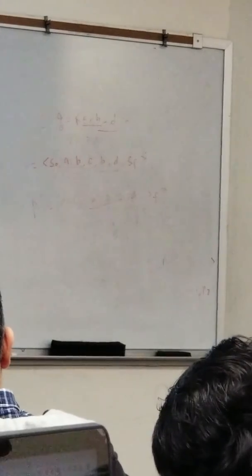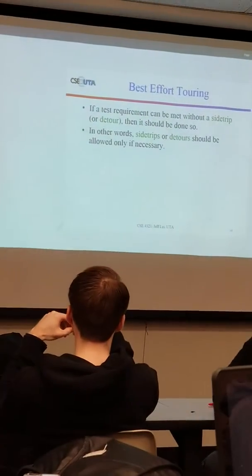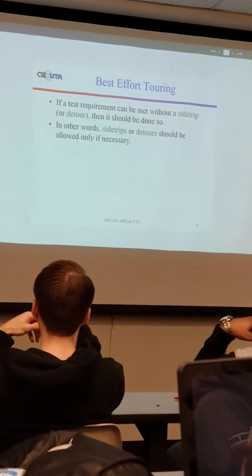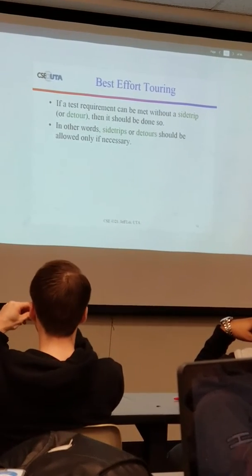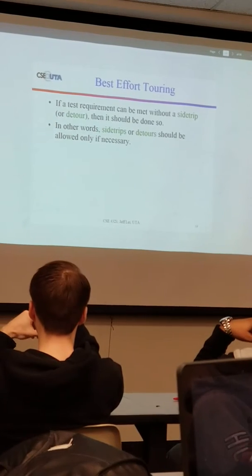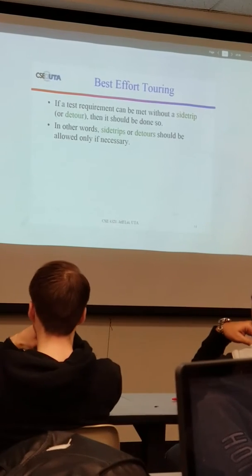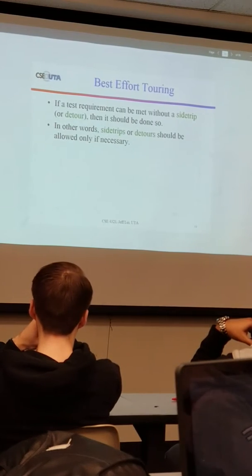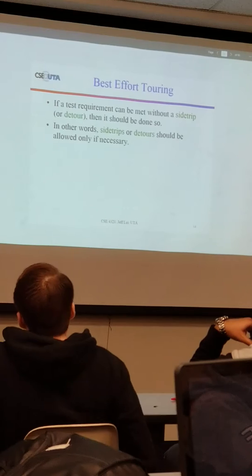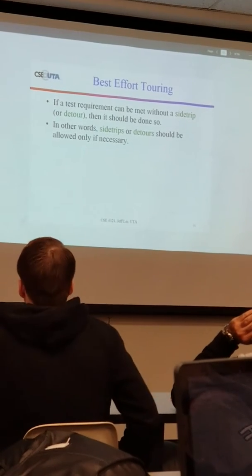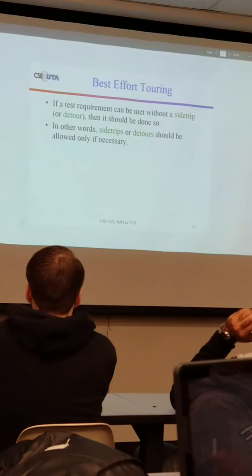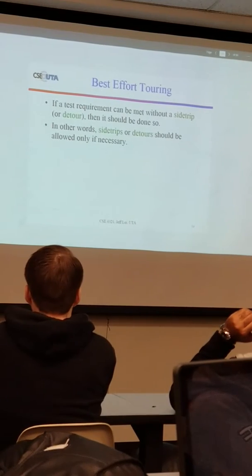So what happens in practice is that if the test requirement can be exercised without the side trip or detour, you should do that. Otherwise, if it is not possible, then you have to allow side trip or detour. Let me give you an extreme example. There's a statement called do while. For that kind of loop structure, you have to execute the loop at least once. There's no way for you to skip that loop.